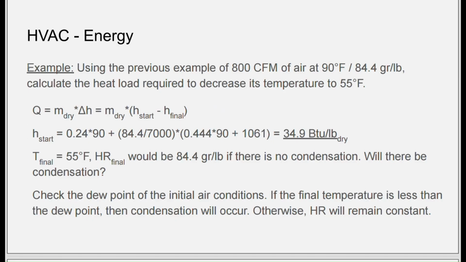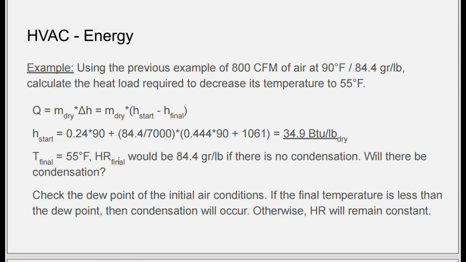The reason earlier I said you've got to know if you have any phase changing that occurs is because your enthalpy is going to be a function of your temperature and humidity ratio. If condensation occurs, your humidity ratio will go down. So you need to know what that final humidity ratio is in order to get that final enthalpy. So our starting enthalpy, if we do it in long equation form, we would get 34.9 BTUs per pound of dry air. This can also be done with our macros, but this is what that macro is doing behind the scenes. We know that the final temperature is going to be 55.